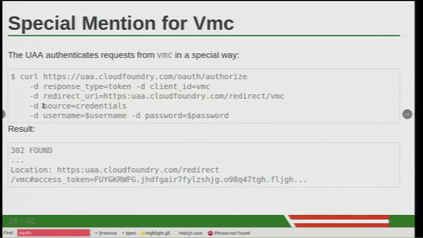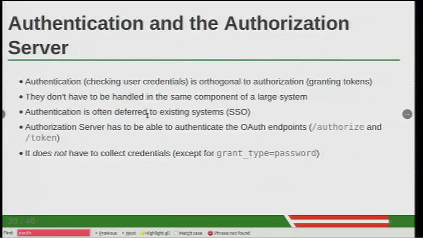So this is saying if you include source equals credentials, that precise string in your form parameters, then we expect to see username and password as well. And if you do that, then you can be VMC. So I would demo that if I had time, but I think I'm running out of it. So I'm going to jump on. So I could curl that, and you could see a token coming back from the UAA, and that would prove that that's what VMC was doing, sort of.